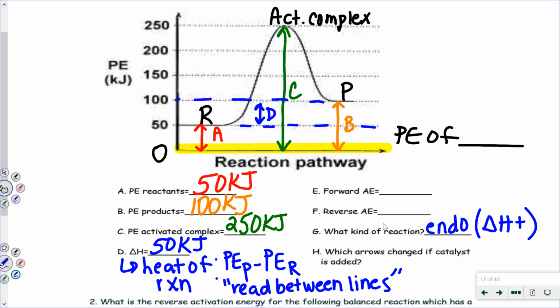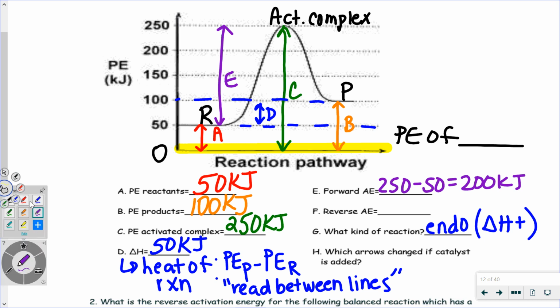All right, the next thing they want us to label is the forward activation energy. Remember, forward is reading left to right. And the activation energy, it's not the potential energy of anything, so we're not going to start our arrow here. The activation energy is the minimum amount of energy required to react. So we're going to start at our reactants, and our arrow is going to end at the top of that curve, the top of the peak. So that's E. So we start at 50 and we go to 250. That distance from 50 to 250 is 200. So if it helps you, do 250 minus 50 equals 200 kilojoules. That's the forward activation energy, 200 kilojoules.